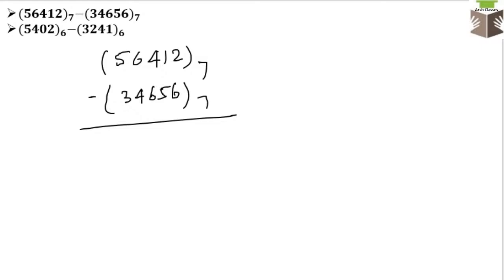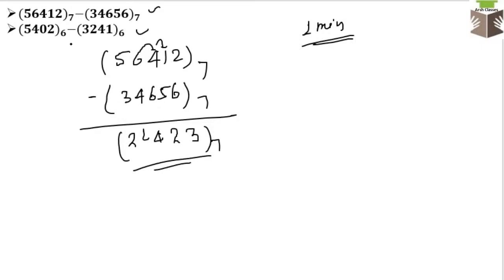So again we'll take a carry, and the carry will again be equal to 7. So now this is 7 minus 5, that is nothing but 2. Now this becomes 3. Now again 6 cannot be subtracted from 3, so take a carry, and that will again be equal to the base. So this will become 3 plus 7 is 10. Now 10 minus 6 will become 4. Now this becomes 5. 5 minus 4 is nothing but 1. Now 5 minus 3 becomes 2. So 2 1 4 2 3 in base 7, this will be your correct answer.